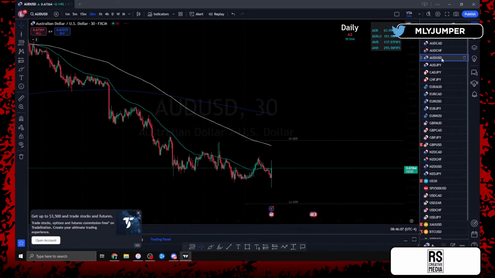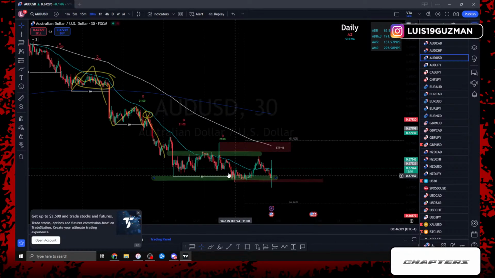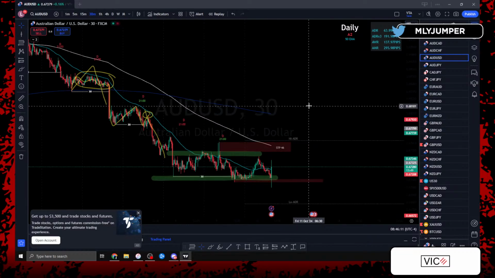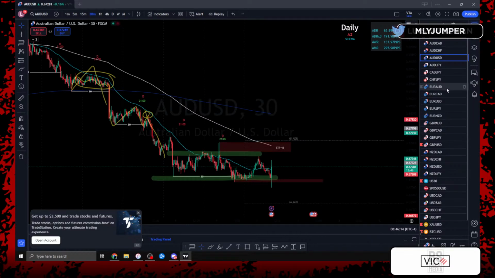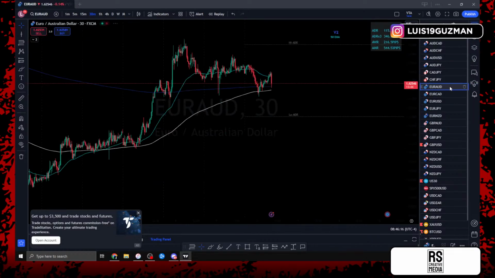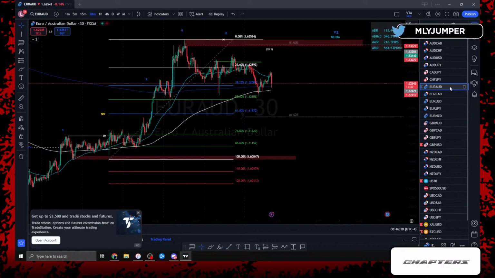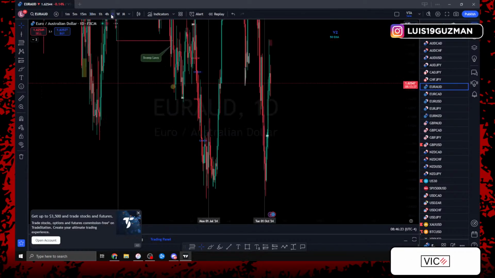anything else. Do I need any other pair that needs to be turned on? So AU, I'm still not looking for a trade because I need to see a pullback. And I'm not trading this going counter, so I'm not gonna look at AU. Let's look at these in the daily time frame.